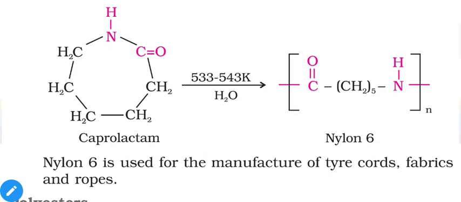Now the next compound is nylon 6. So nylon 6 is formed from caprolactam, and when we heat caprolactam at 533 to 543 Kelvin temperature with water, it will end up as nylon 6. So as the name suggests, it contains only one 6-carbon chain unit and it will repeat throughout the whole polymer. So as we can see here, we have a cyclic structure of a polyamide compound which contains CONH reactive group.